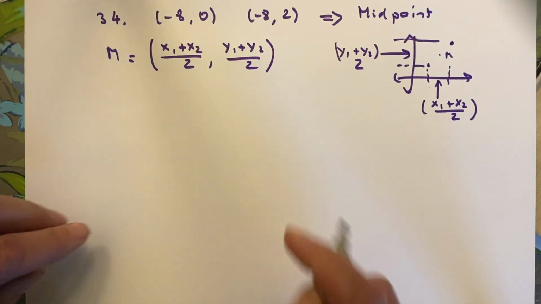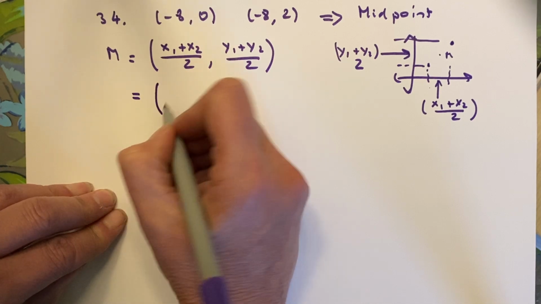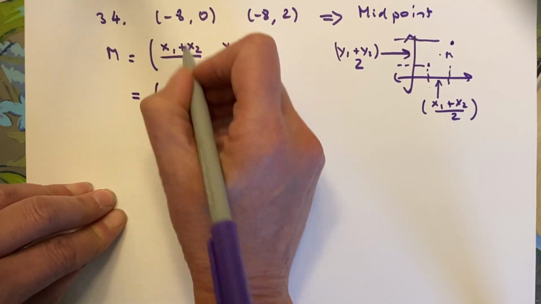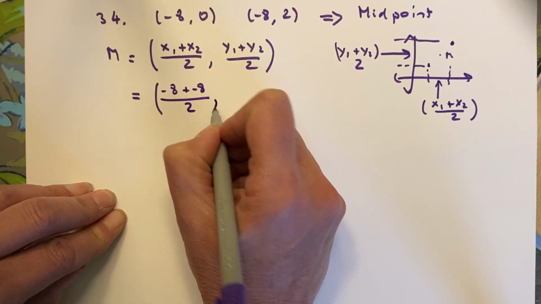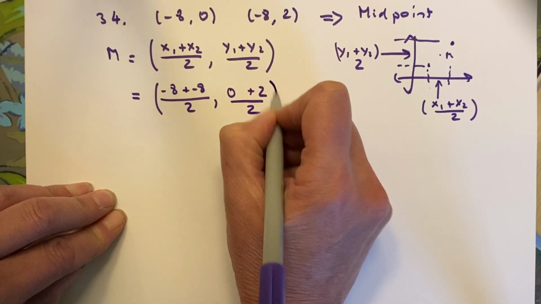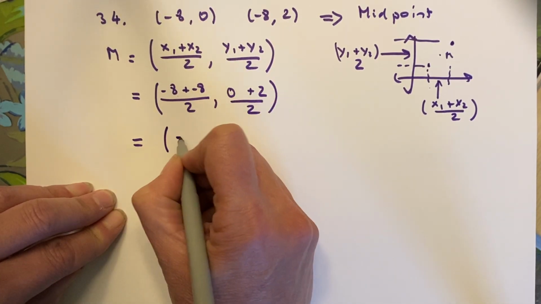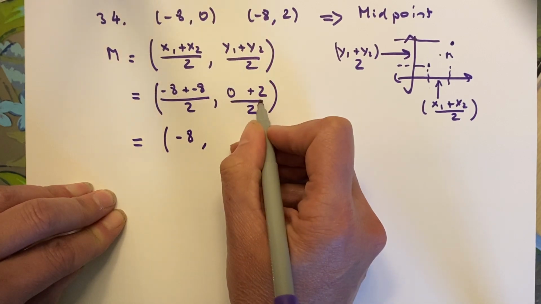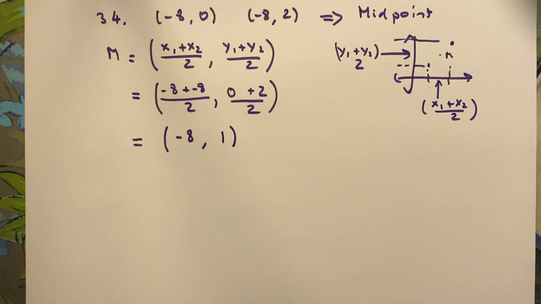So let's use our values, our points. If I know that, I know my x value is going to be -8 plus -8 divided by 2, and my y is going to be 0 plus 2 divided by 2. I'm going to get -16 divided by 2, which is -8, and 0 plus 2, which is 2 divided by 2, which is 1. So my midpoint is going to be -8, 1.